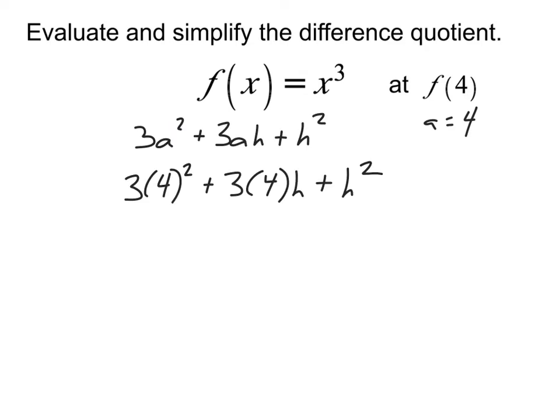And so we plug that 4 in for a in the expression that we just found, and then we just calculate it out. So 3 times 4 squared, remember to square it first. So 4 squared is 16. 16 times 3 gives me 48. Plus 3 times 4 is 12, so that's a 12h. Plus h squared, we're done. There's nothing else you have to do at this point. It's not equal to anything, so it's not like we're solving it for h or anything. This is it. That is the difference quotient at a equals 4.